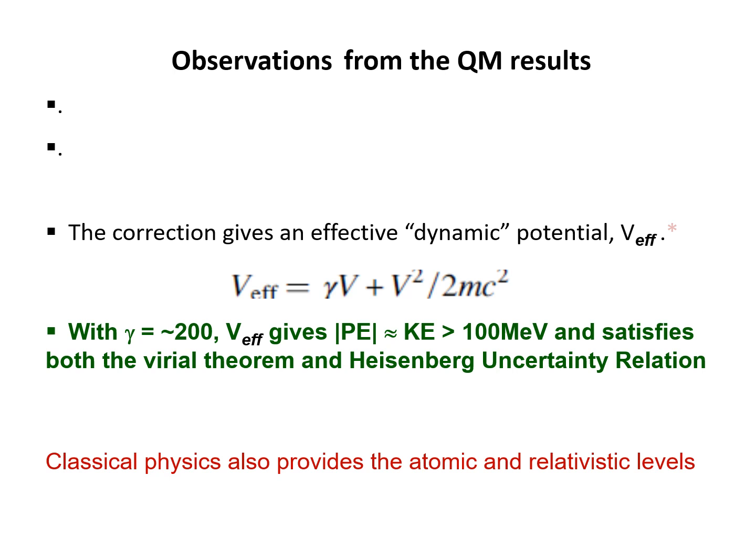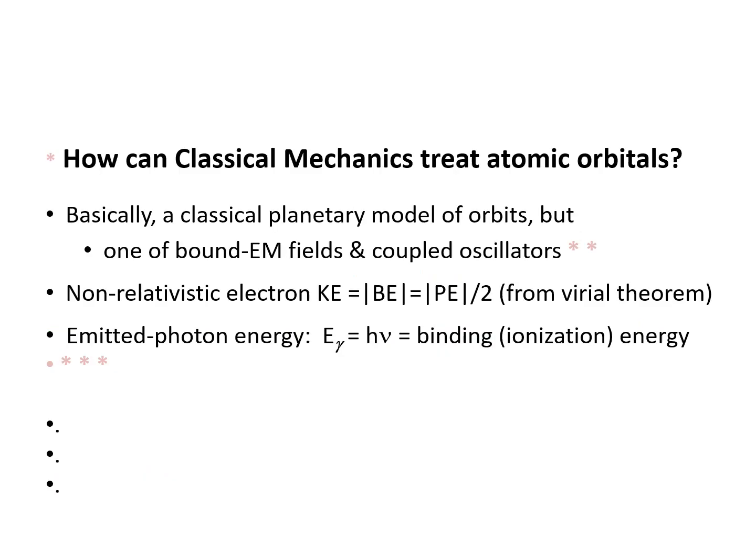Classical physics also provides the atomic and relativistic level. Before getting to the deep orbits, we look at how classical mechanics can treat atomic orbitals. Basically, a classical planetary model of orbits is used, but this is one of bound electron fields and coupled oscillators. The classical model uses emitted or absorbed photon energy, the virial theorem, and the conservation of energy and momentum to determine atomic electron energy levels.